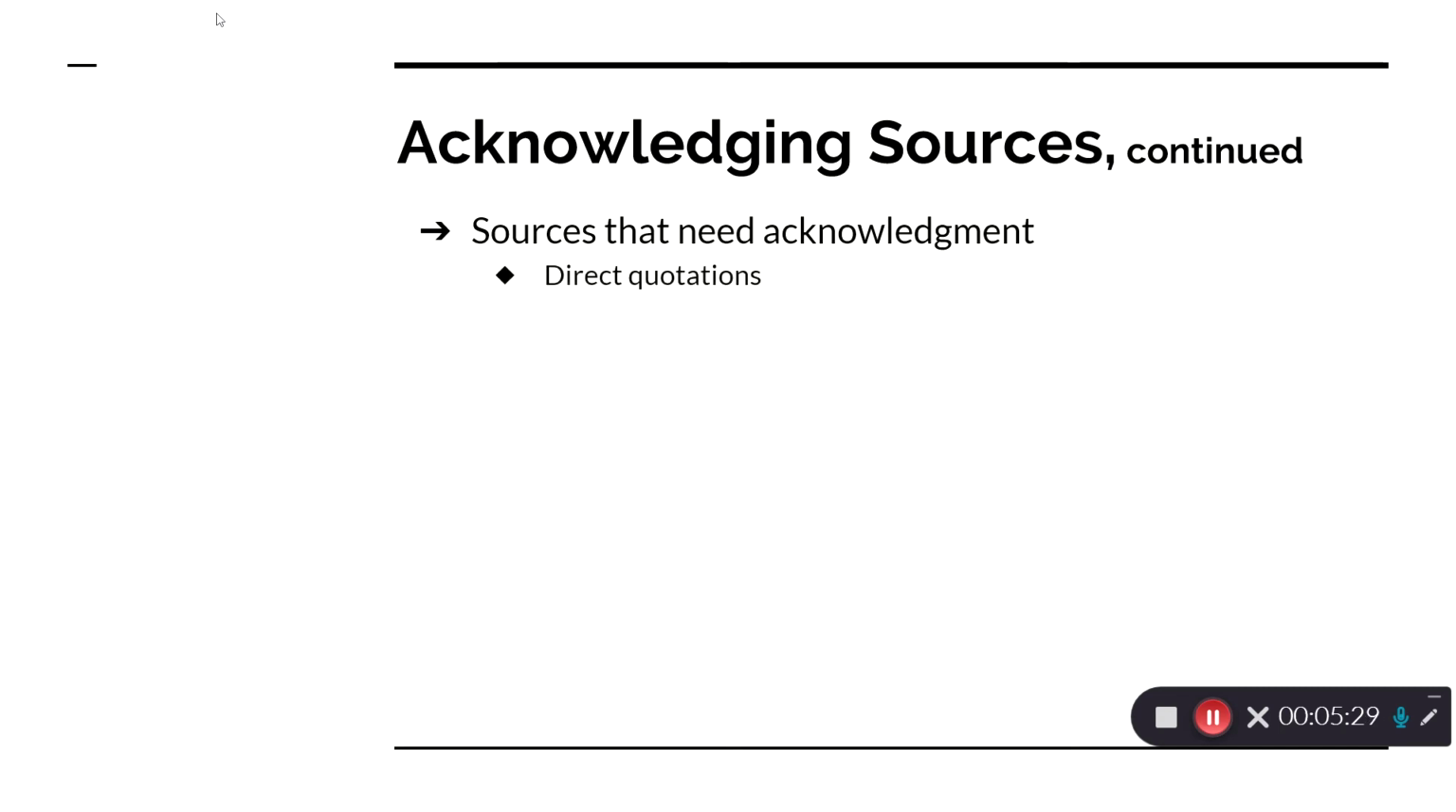Direct quotations. A direct quote is something that is word for word from the source, and it's going to be in quotation marks. You have to put it in quotation marks because it's directly from the text. Just like if you're reading a novel and someone is talking, it's in quotation marks, right? Because it's directly from what the person is saying. So that has to have acknowledgement, especially in the in-text citation or introducing it.